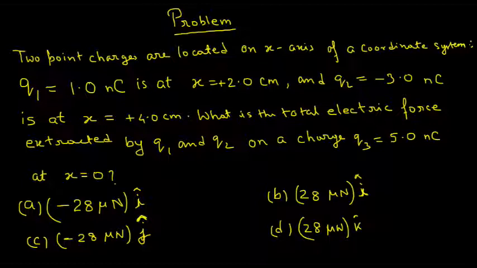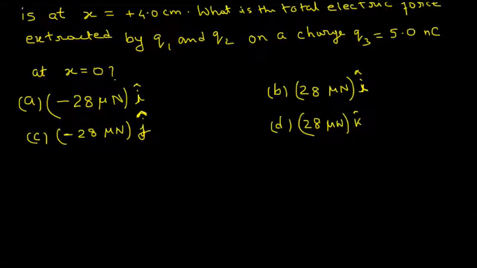Option A is minus 28 microcoulomb I, unit vector I. Option B is 28 microcoulomb, unit vector I. Option C is 28 microcoulomb, unit vector J, and option D is 28 micronewton, unit vector K. So all are micronewton because we are finding out the force. So let us solve this.